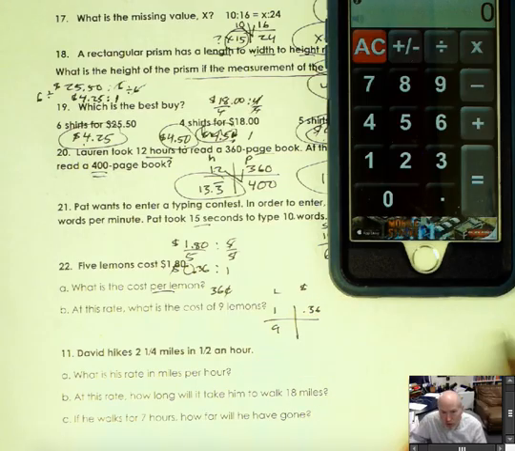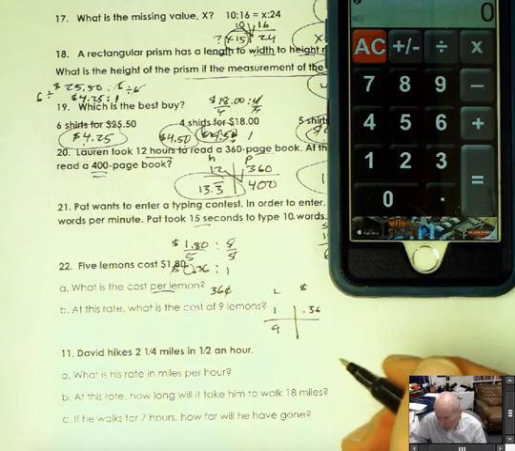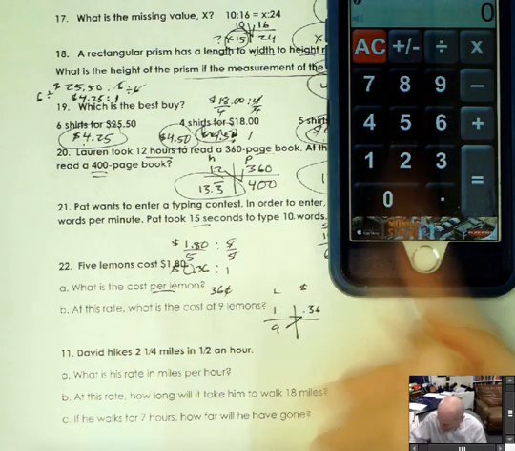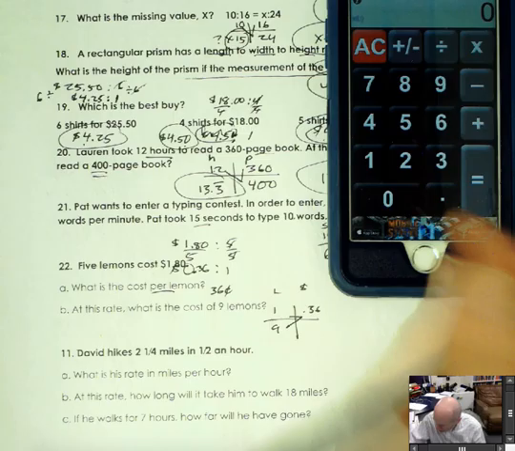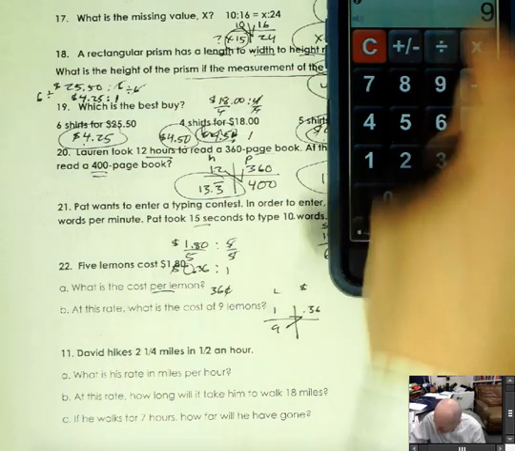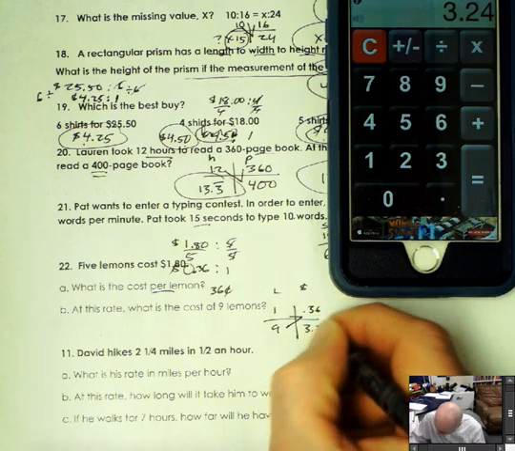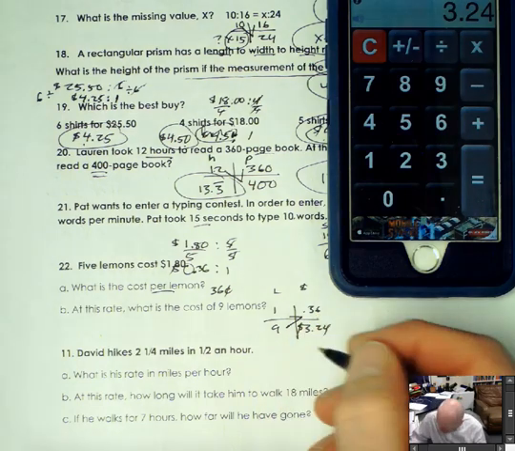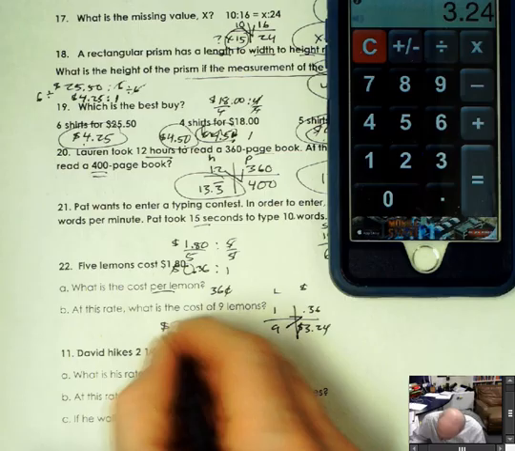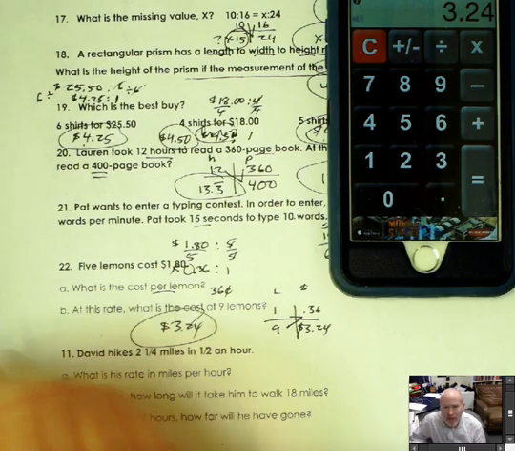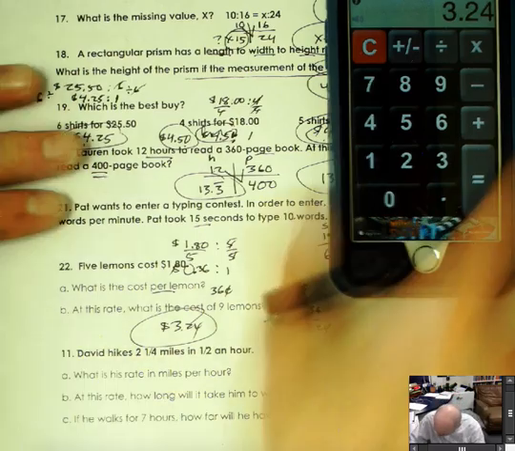And look, you're really doing the same thing, right? You're just going to multiply, and then you're going to divide by 1, which is just the same as just multiplying. So you just take that 9 times 0.36 equals $3.24. So, are you with me? Sorry, that's kind of messy. All right, last one here.